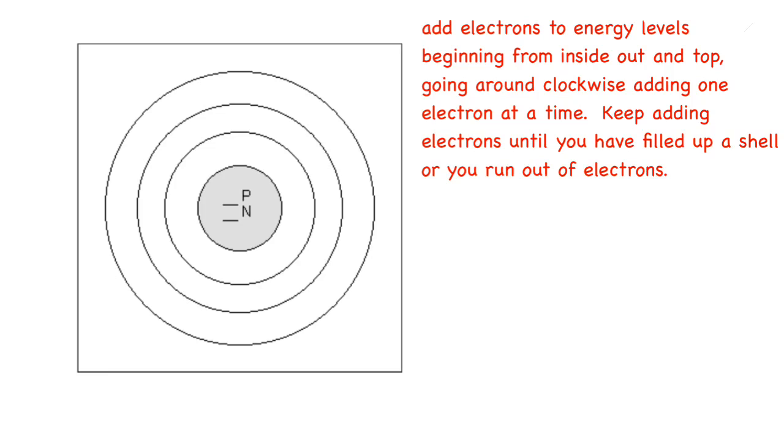So just to recap, you're going to add electrons to energy levels beginning from the inside out, and at the top going around clockwise, adding 1 electron at a time. You're going to keep adding electrons till you've filled up the shell or you run out of electrons.